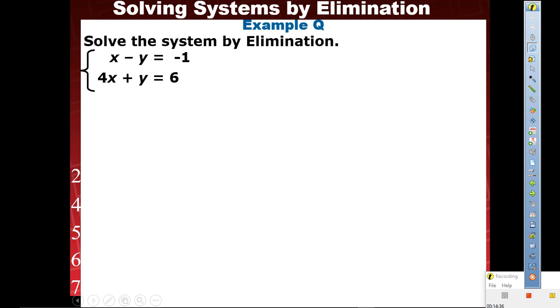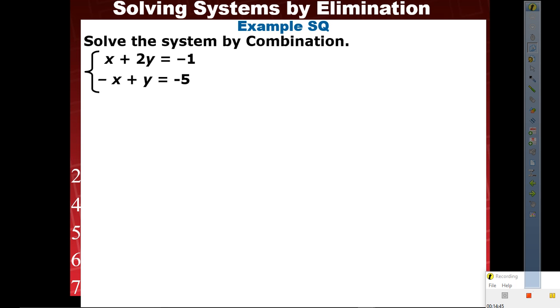Notice that I changed the wording. Now instead of saying elimination, it says what? Combination. Because it's still the same thing. Is that correct? Yes. It says solve the system by combination, x plus 2y equals negative 1, and negative x plus y equals negative 5.